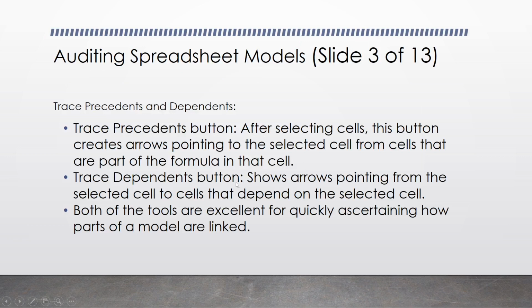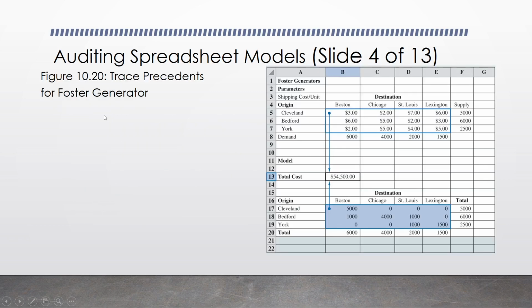Now, this Trace Dependents and Precedents button will be used after selecting a specific cell with a specific formula, and it will display an arrow pointing from the selected cell to cells that depend on the selected cell. And these tools are excellent for quickly ascertaining how parts of a model are linked, just like this one.